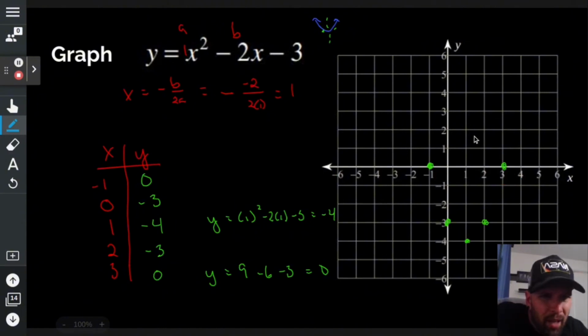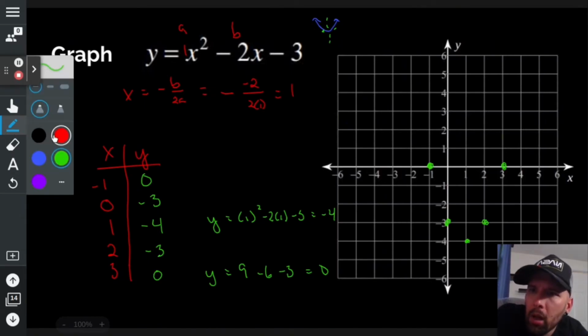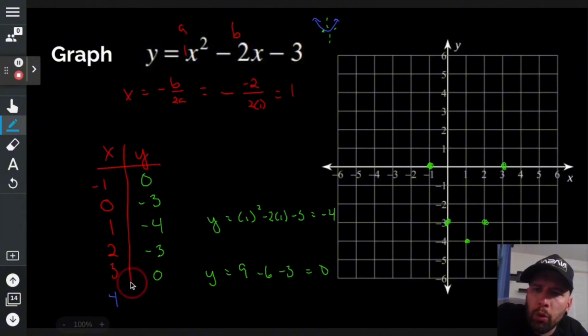Now, I have all this open space up here, and I'm wondering if I could fit plugging in 4, and I really think I can. I really think if I do that, I will get 5, but let's just double check. Let's add a 4, okay? And so I'm going to show just a teensy bit of work over here.